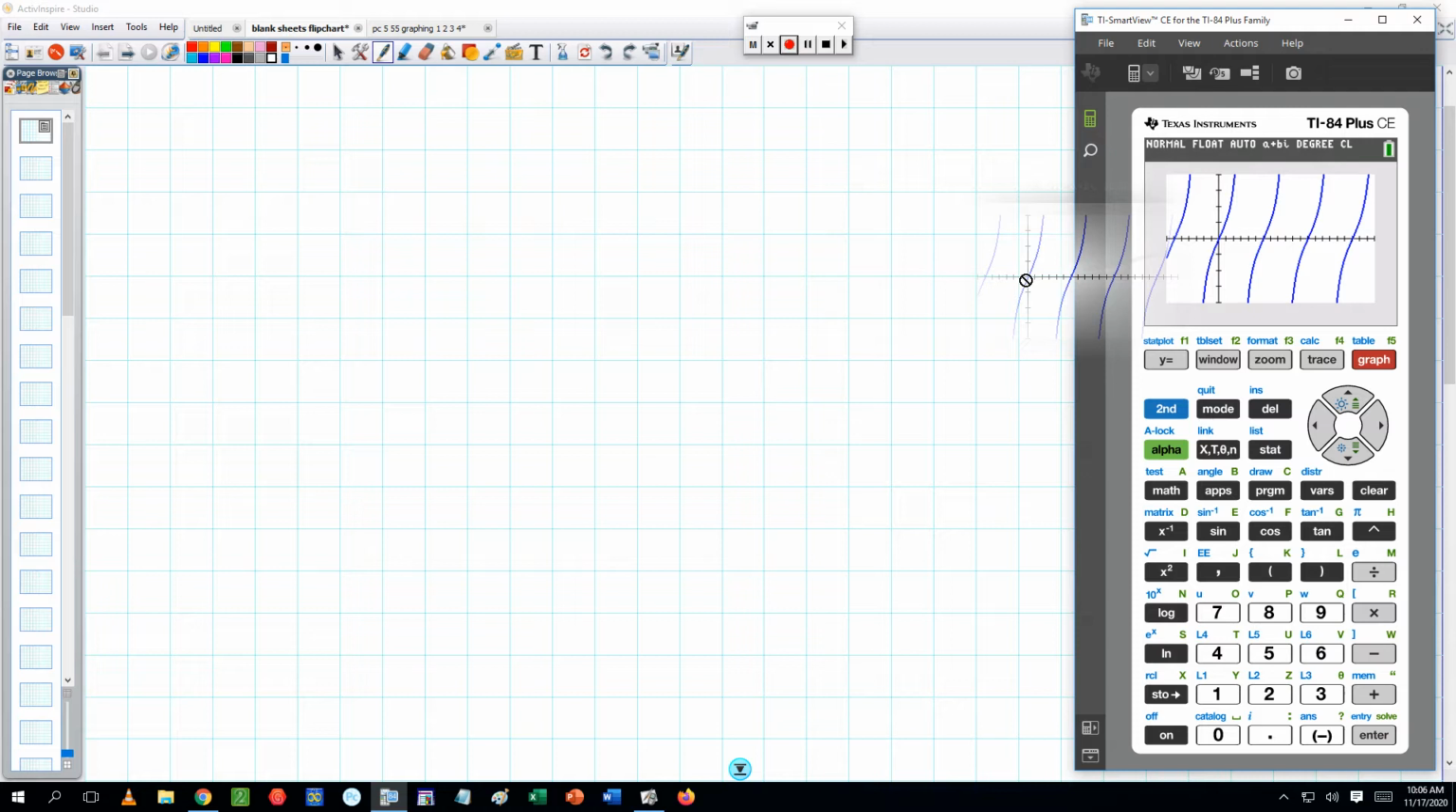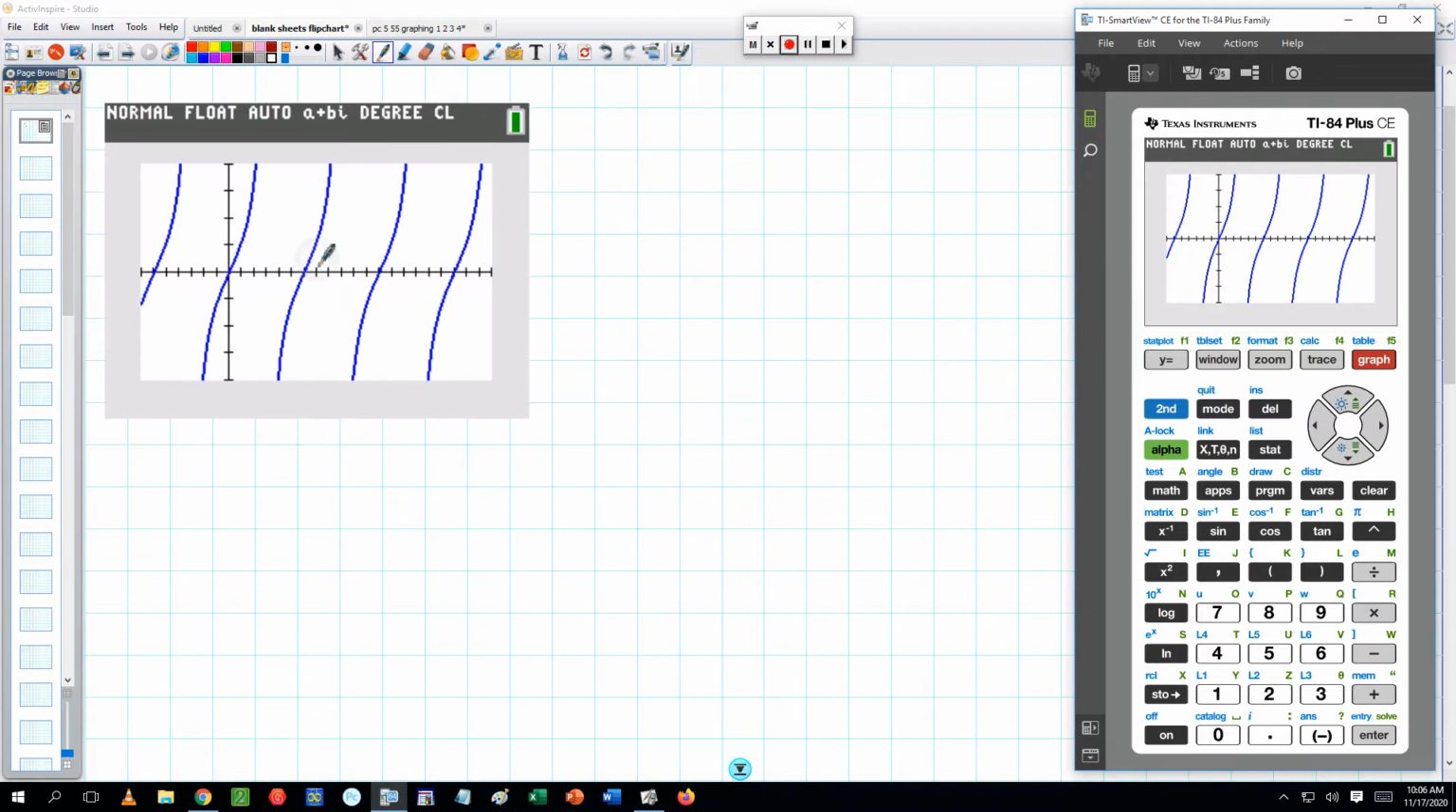Now let me talk to you about this graph. You have all of these zeros right through here. Zeros, zeros right through here. And in between, you have these asymptotes.